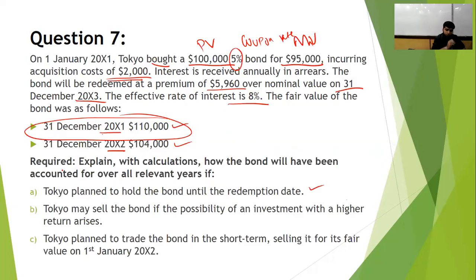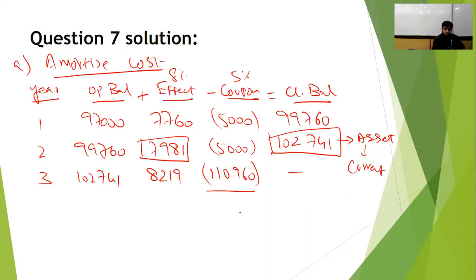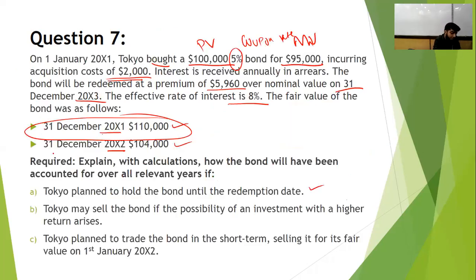We didn't focus on it. We even didn't account for this fair value or market value in our schedule. And always remember, if the market value or fair value of the debenture is given and the examiner is specifically asking you for amortized cost, we will definitely ignore this fair value. Always remember, you can make a point on this one. You will never ever consider the fair value in amortized cost. There is no calculation for fair value in amortized cost.